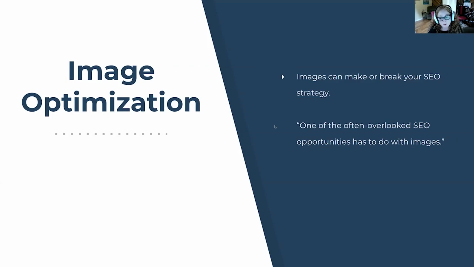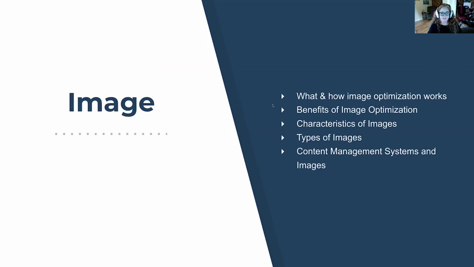But what we want to really know is what about images? So it's an opportunity for us to do SEO really well. It's the little things that can make or break our strategy. So we are going to go through today what and how image optimization works, some of the benefits of doing image optimization. We're going to talk about all the characteristics and types of images. You might think those two things are the same, but they're not. And then we're going to talk about content management systems and images. And I have a little checklist and some really awesome resources at the end of this.